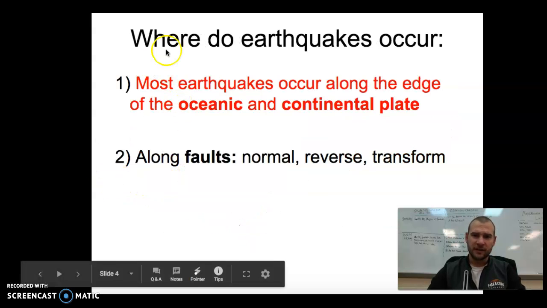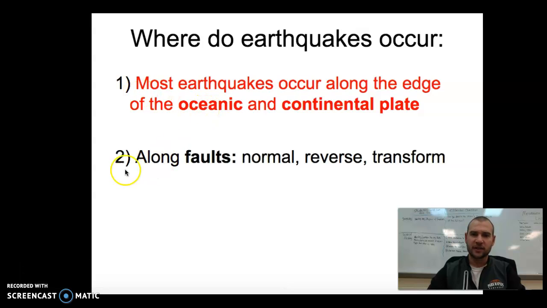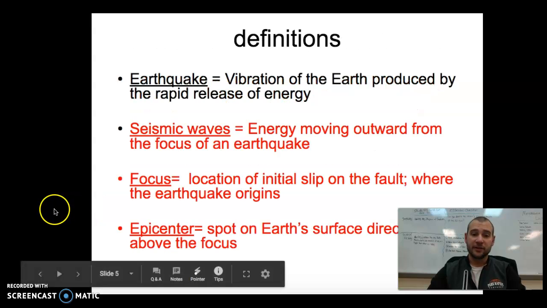So let's go over some things. Where do earthquakes occur? Most earthquakes occur along the edge of oceanic and continental plates, along fault lines. We don't really care about what type of plate it is, oceanic or continental. We just want to know that it takes place on plate lines or fault lines, at the edge of the plates. Here's some definitions. Obviously, the ones in red are the ones we're looking for.